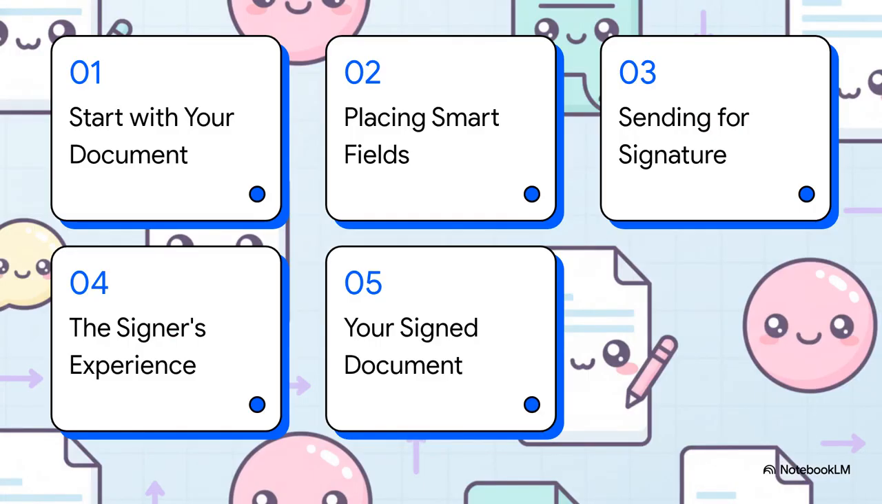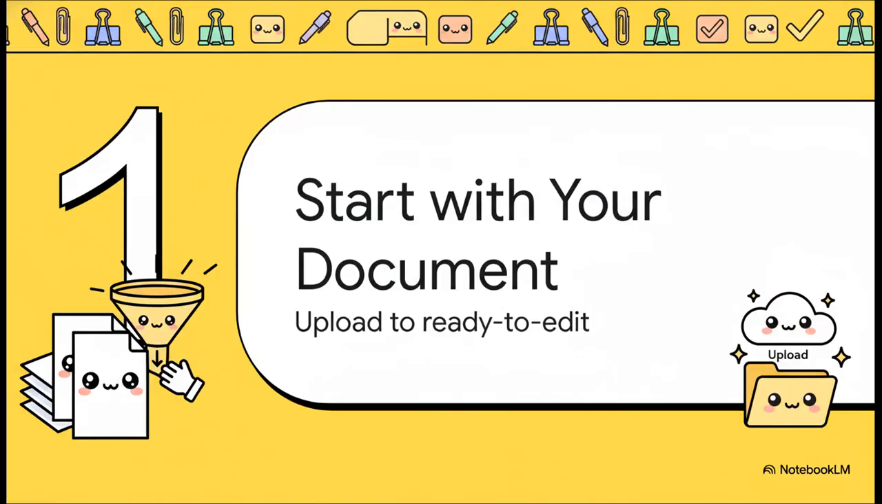All right, here's our game plan. First, we're going to start with the basics, getting your document ready to go. Then, the most important part. We're going to become document architects, placing these smart fields exactly where they need to be. After that, we'll see how to send it off. We'll actually jump into the signer's shoes to see what they experience. And finally, we'll look at that beautiful end result, a perfectly completed, legally binding document. Let's do it. Okay, section 1, starting with your document.